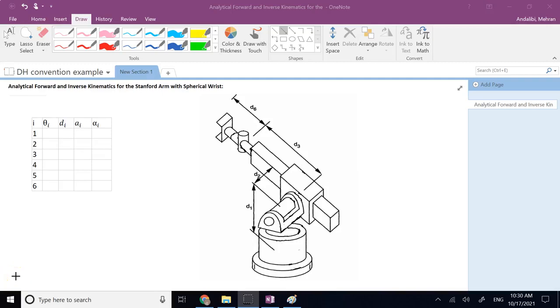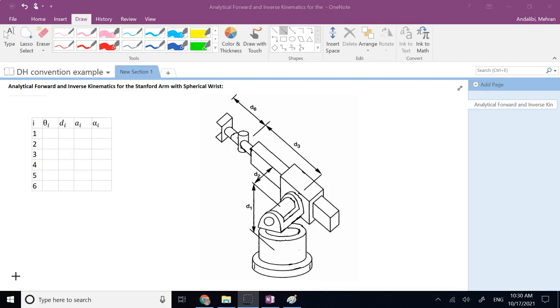Hello everyone. In this video we are going to perform analytical forward and inverse kinematics for the Stanford Arm, the RRP configuration that you can see: revolute, revolute, prismatic with a spherical wrist and then the end effector. And we're going to use the DH convention.